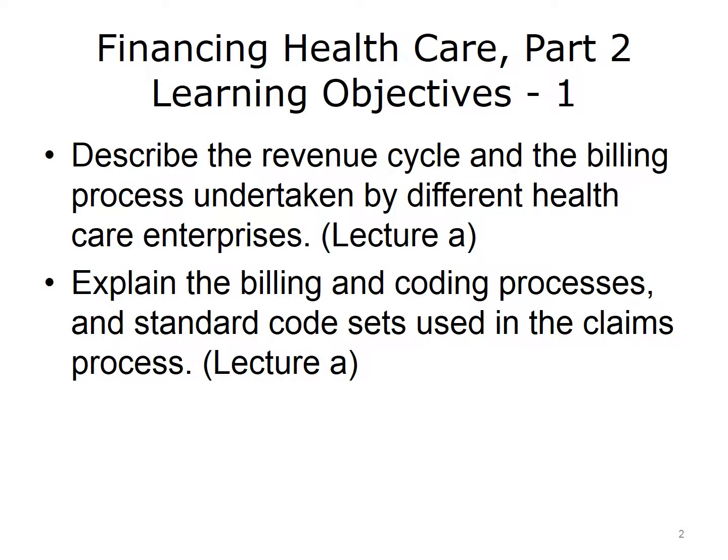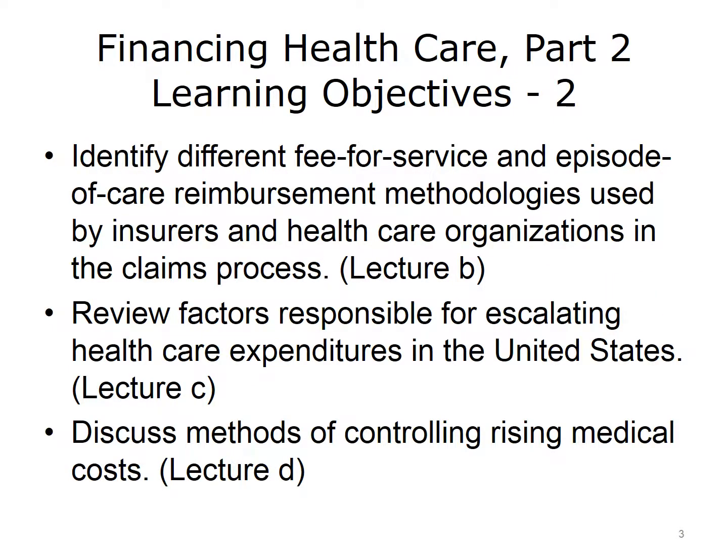The objectives for Financing Healthcare Part 2 are to describe the revenue cycle and the billing process undertaken by different healthcare enterprises, explain the billing and coding processes and standard code sets used in the claims process, identify different fee-for-service and episode of care reimbursement methodologies used by insurers and healthcare organizations in the claims process. Review factors responsible for escalating healthcare expenditures in the U.S., and discuss methods of controlling rising medical costs.